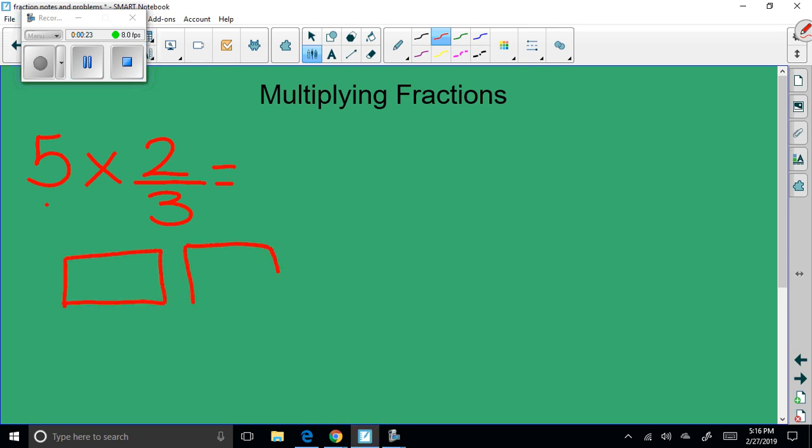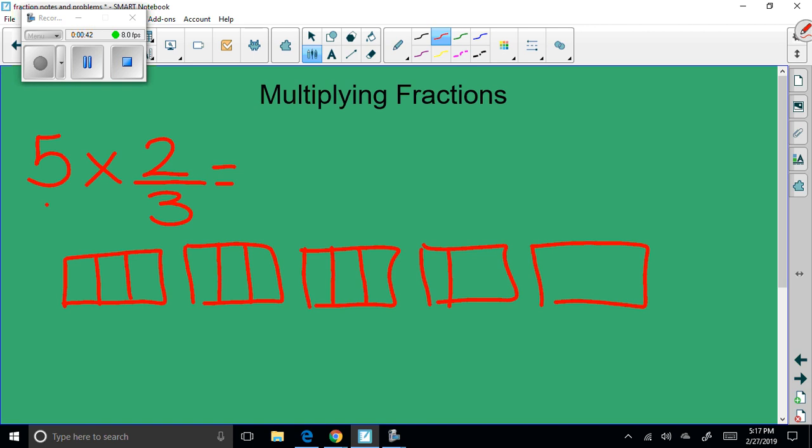I have 5, and I'm just drawing it this way just to give you a clear picture so that you can see my 5 whole. And now this says 5 times I have 2/3. So that means each time I have 1, it's broken up into thirds. Okay? Now, 2/3 means that in this one I have 2/3.